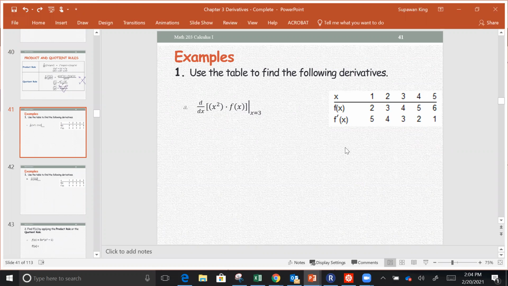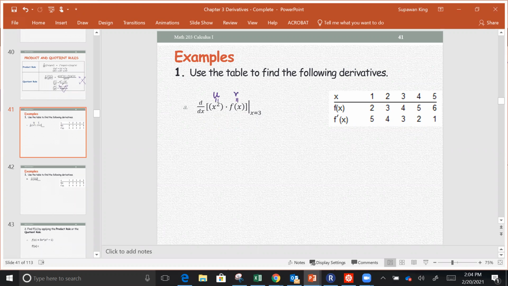Example 1. Use a table to find the following derivatives. Part A. We find the derivative of x squared multiplied by f of x. Evaluate at x equals 3. This is the product form, so we're going to apply the product rule and identify x squared as u and v as the f of x.